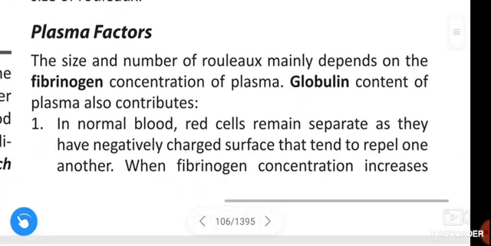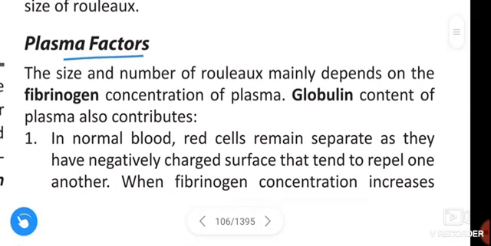Next, plasma factors. The size and number of Rolex mainly depends on the fibrinogen concentration of plasma. Globulin content of plasma also contributes.